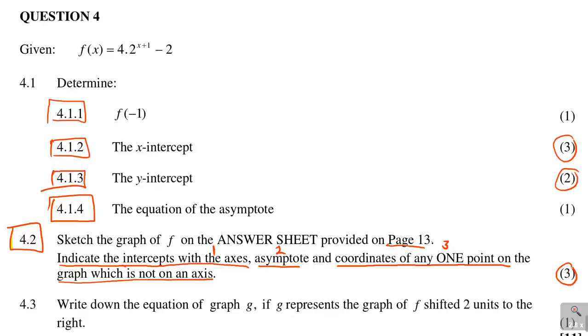And then the coordinates of any one point on the graph which is not on the axis. You see, they asked you question 4.1.1. They said if x is minus 1, what is f of minus 1, where x is equal to negative 1. We did find the value of y.